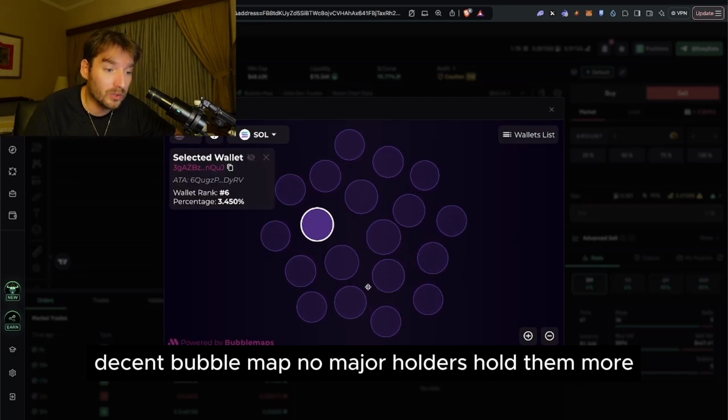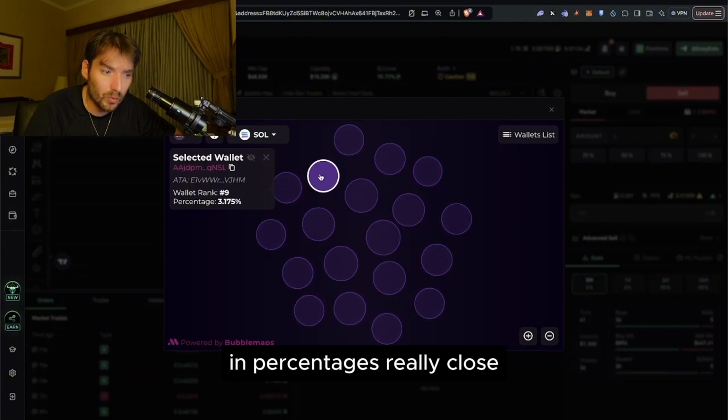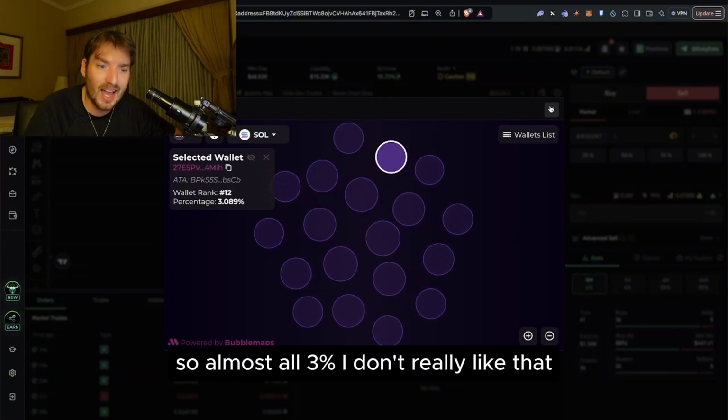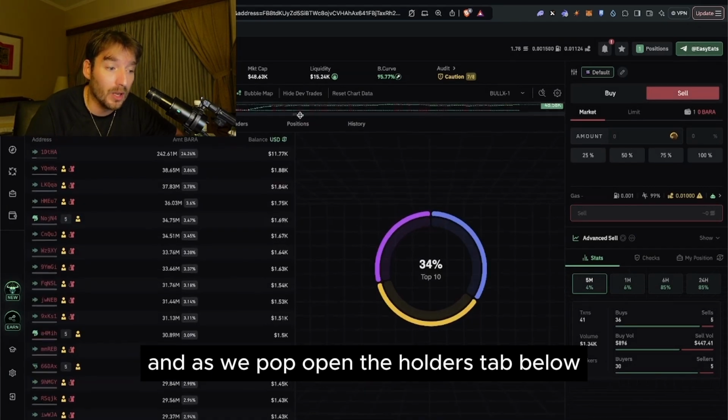No major holders holding more. But what's interesting is all these are really close in percentages, really close. So almost all 3%. I don't really like that. You want a wide distribution. And as we pop open the holders tab below, we can see why.